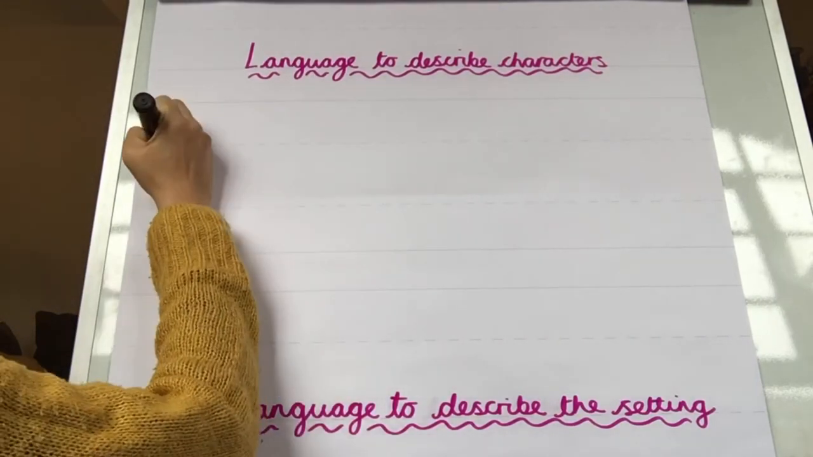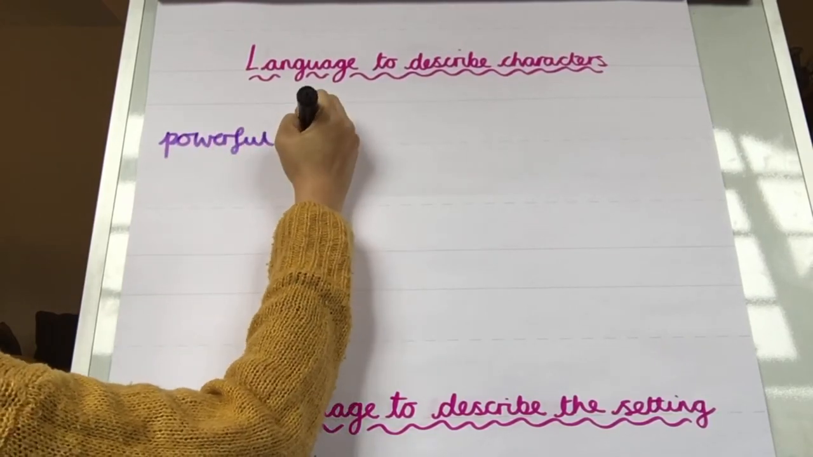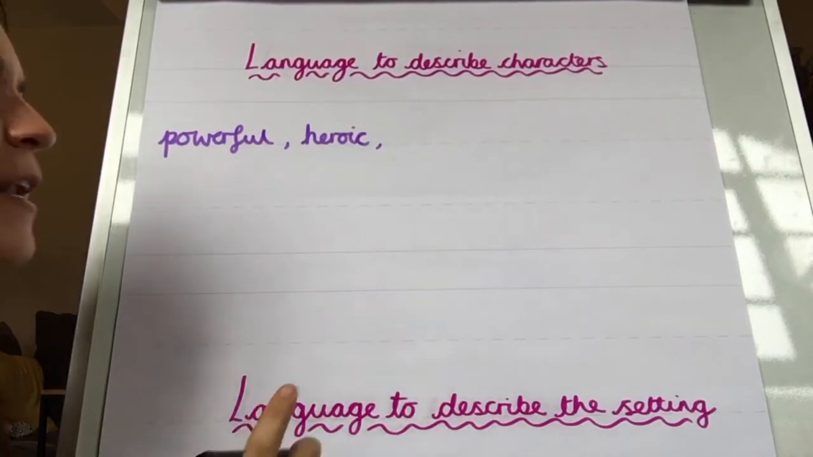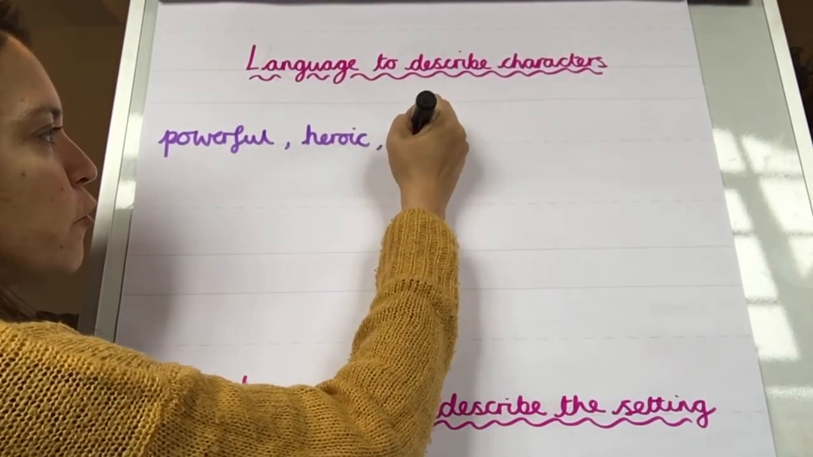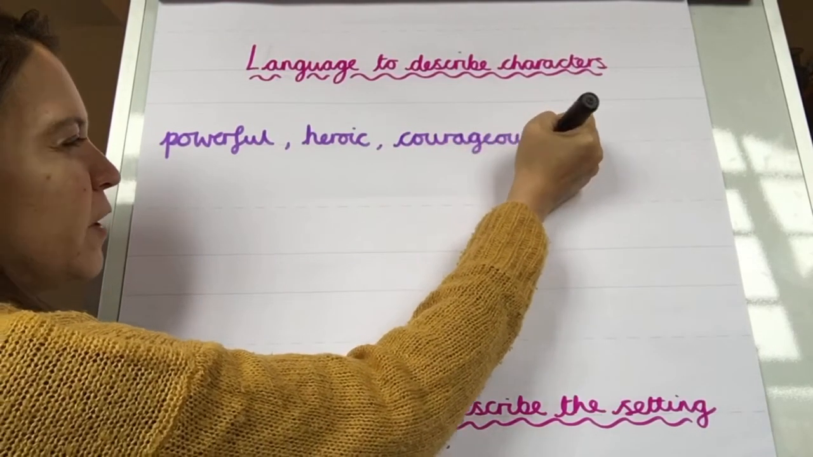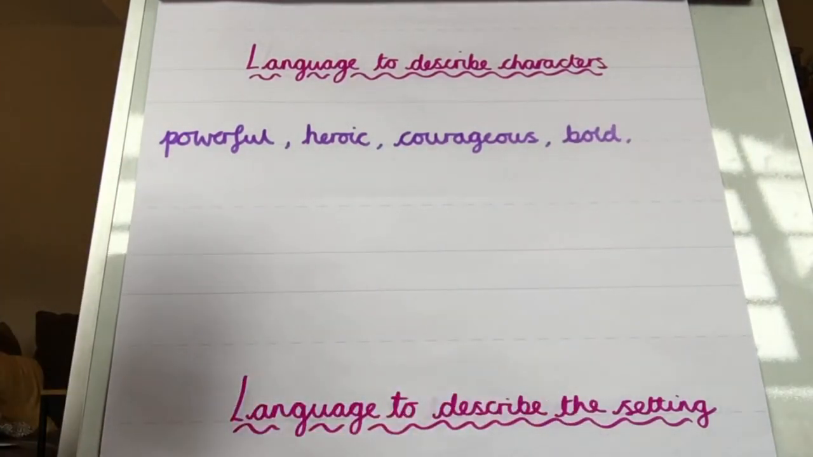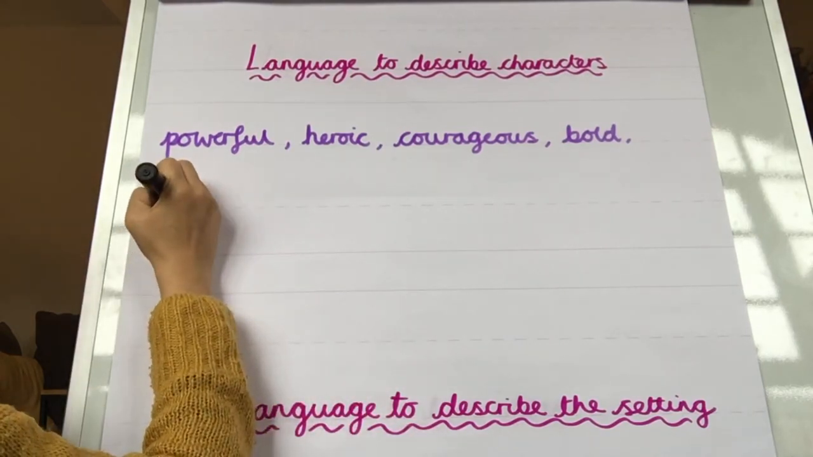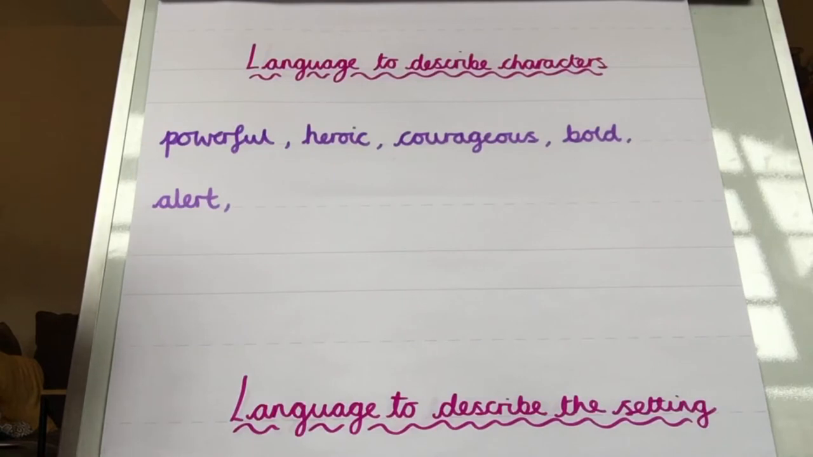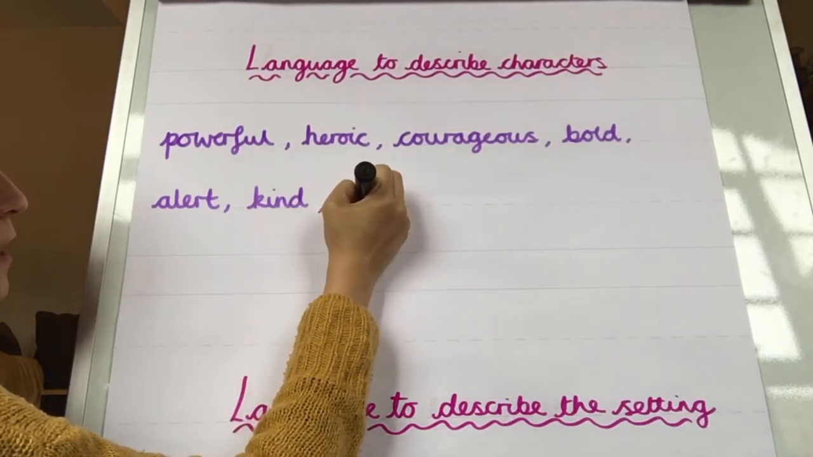So I'm going to write down these adjectives. He's powerful. Let's say heroic. We know he's brave, but we know a higher level word for brave. We know courageous. We could say he's bold. He always seems to be looking for what might happen, so maybe he's alert. He is definitely kind and helpful, isn't he, to all the other characters? Kind, helpful.